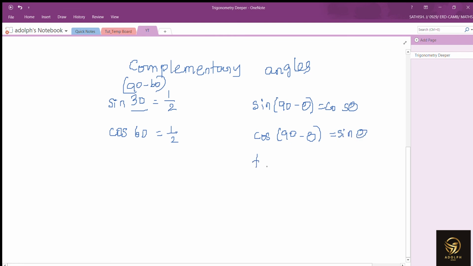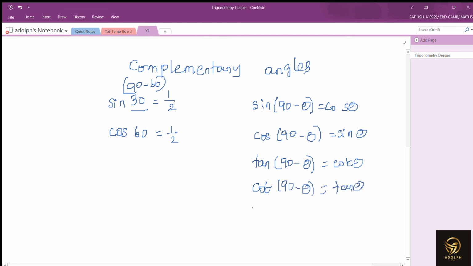Tan 90 minus theta, because we have to see for tan 90 minus also, that is going to be cot theta. Now you will be having questions. What is cot theta? You will see in the next part. Now you know that yes, cot 90 minus theta is going to be the tan theta.